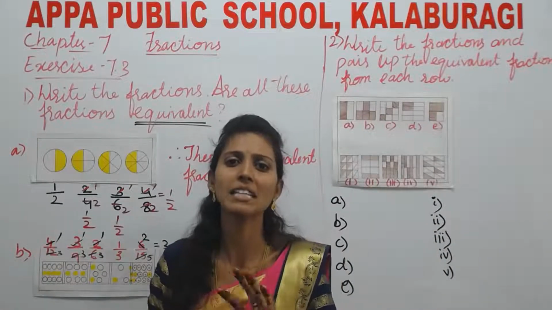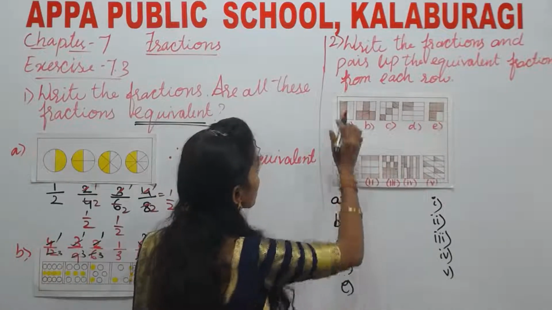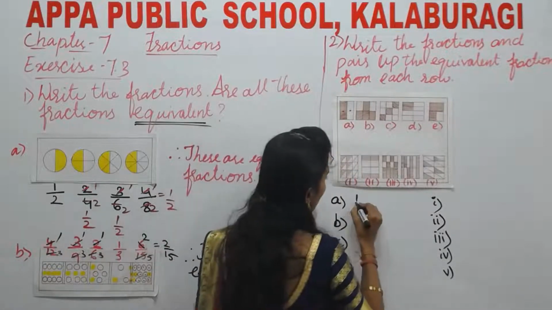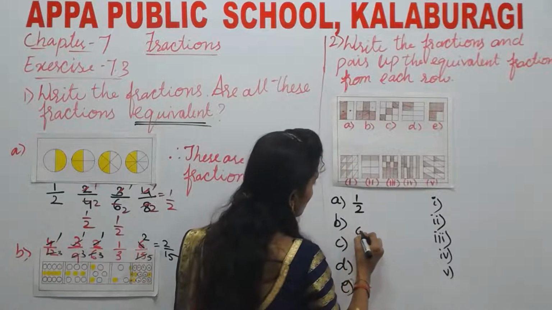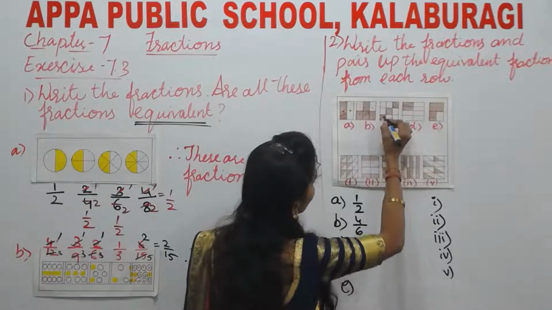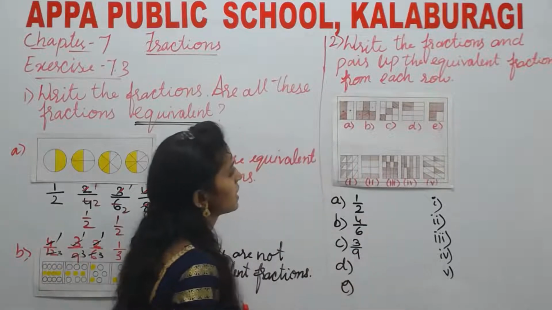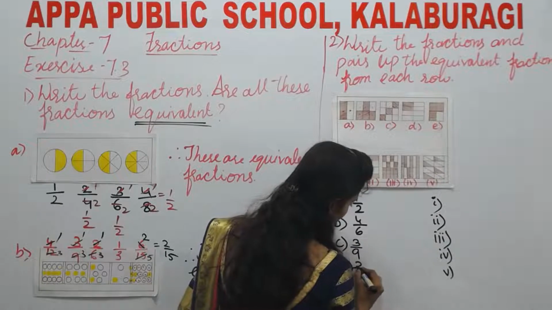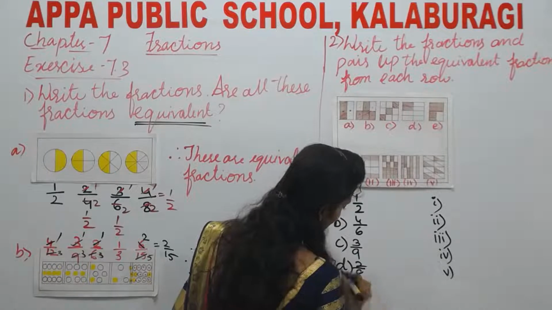Okay. Pairing. Pairing is nothing but matching. Understood? First one, total 2 parts, one part is shaded. So 1 by 2. In the second one, 1, 2, 3, 4, 5, 6, out of 6 parts, 4 parts are shaded. Next, the third one, out of 9 parts, 3 parts are shaded. Next, the fourth, out of 8 parts, 2 parts are shaded. Last one is, out of 4 parts, 3 parts are shaded.